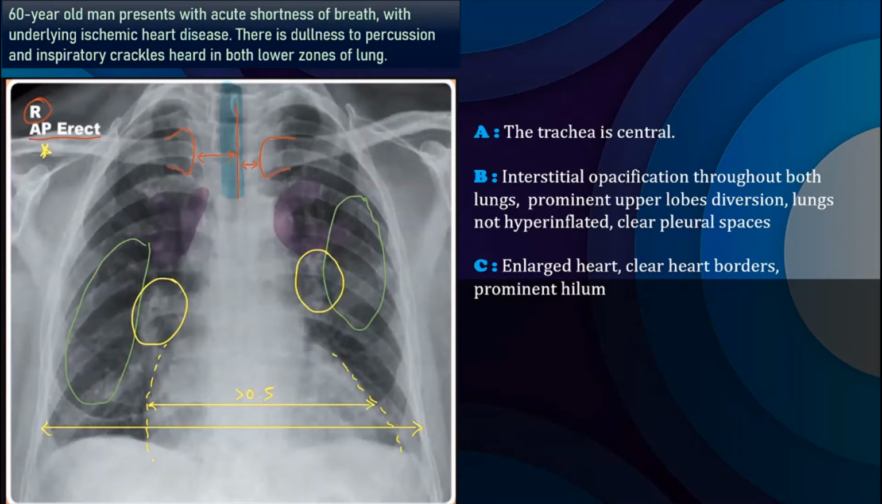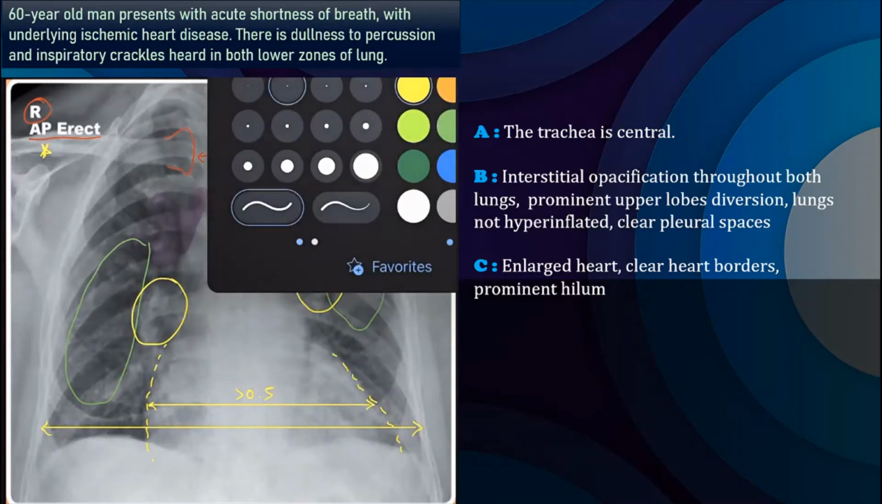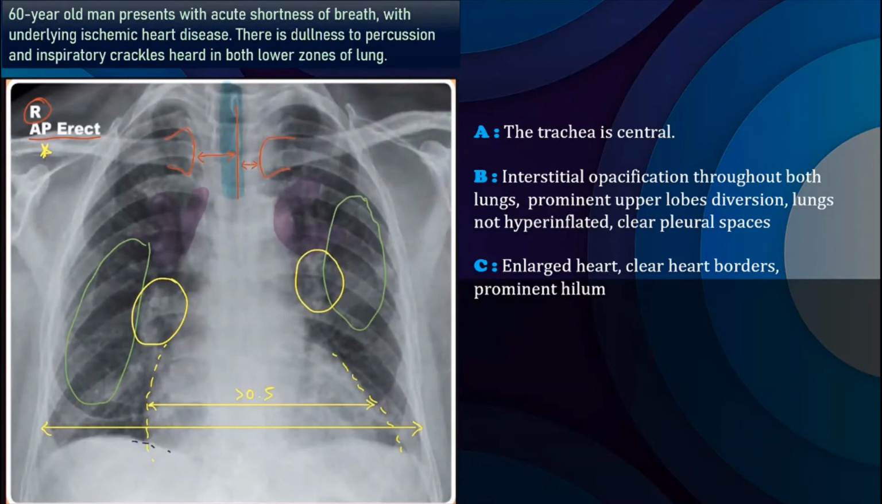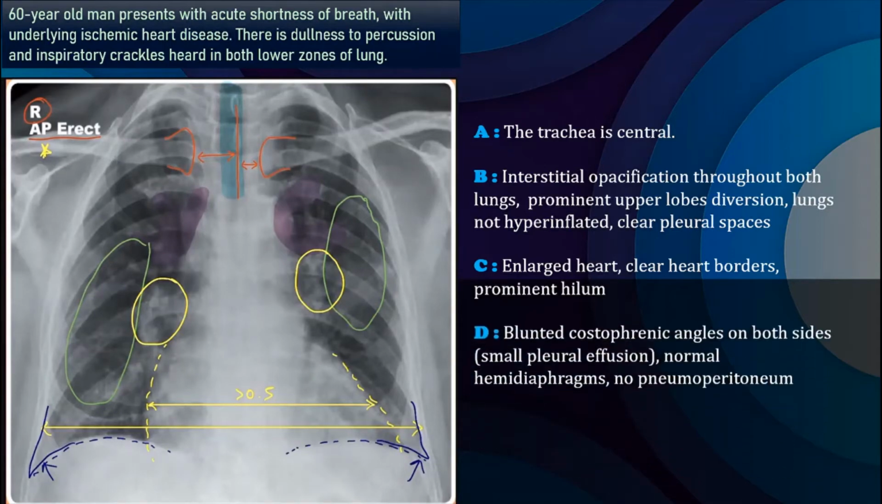D is diaphragm. So diaphragm, you are looking at down there. So you can see this is your hemidiaphragm. I can see clear hemidiaphragms here. But the costophrenic angle, can you see some abnormalities here? Compared to this region, here it's much blunted. So you can see there is some kind of small pleural effusion here. Too much water is being accumulated, probably. But then hemidiaphragms are normal. There is no air under the diaphragm, which we call pneumoperitoneum.